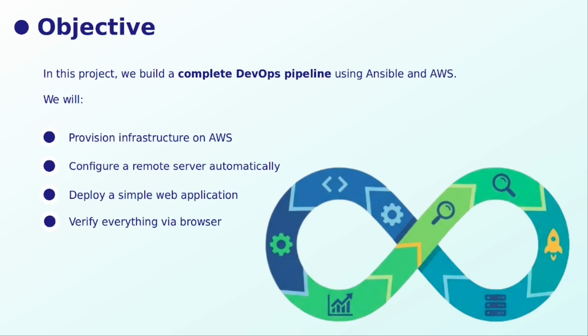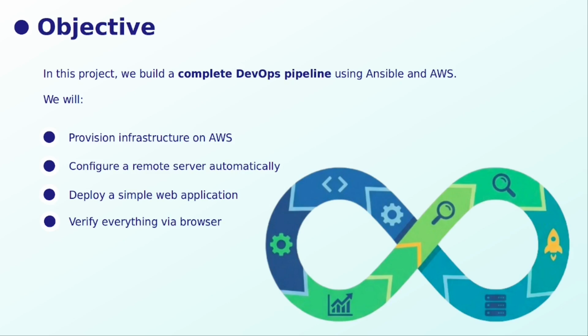Then we deploy a simple web application, in this case, a basic HTML page. Even though it is simple, it represents how real applications are deployed. Finally, we verify everything through a browser. If we can access the web page successfully, this means the whole pipeline works end-to-end.